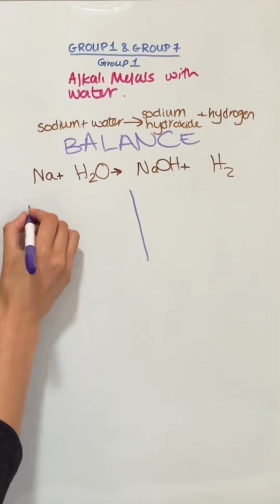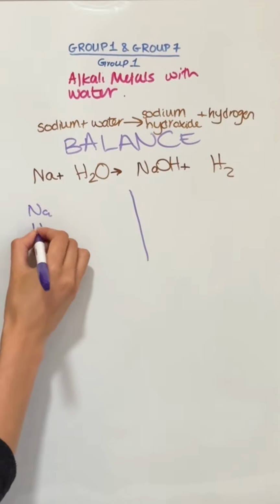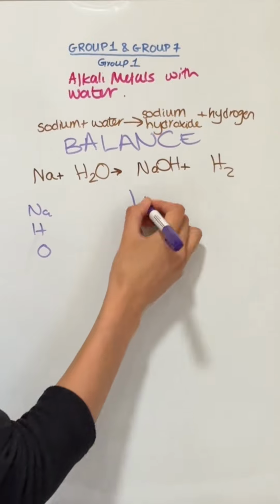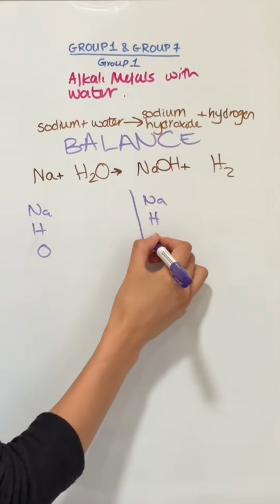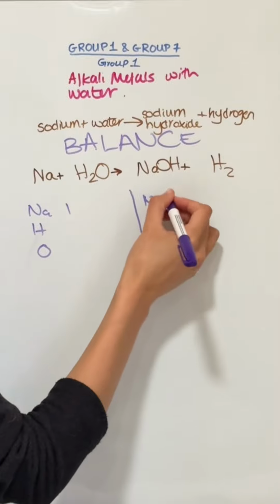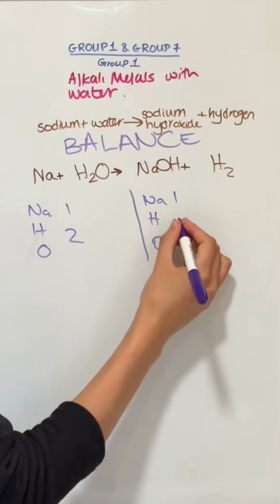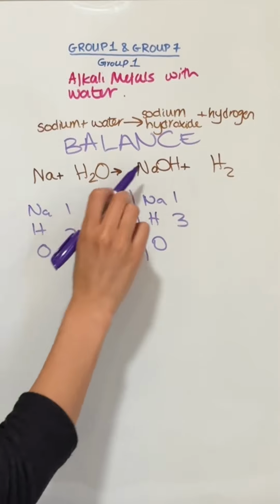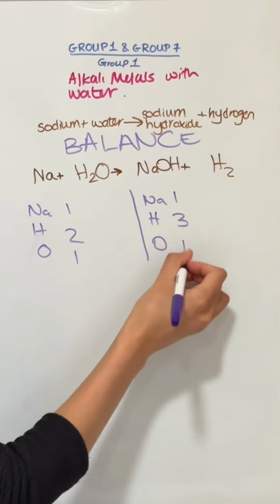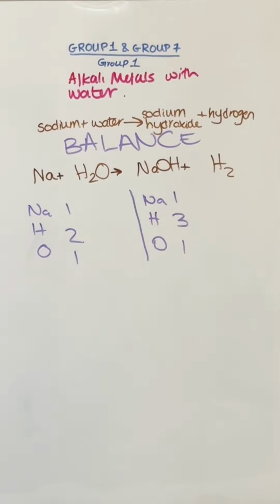I like to write each of the atoms that I have. So I have sodium, hydrogen, and oxygen on each side. I have one sodium on this side, one sodium on this side. I have two hydrogens on this side. I have three hydrogens on this side. I have one oxygen on this side and one oxygen on that side. So everything is balanced but the hydrogens.